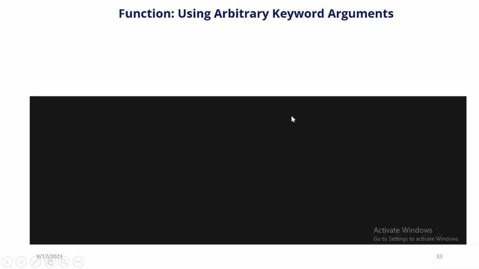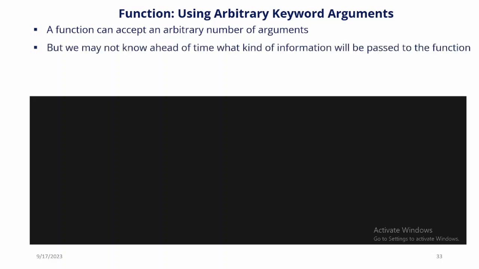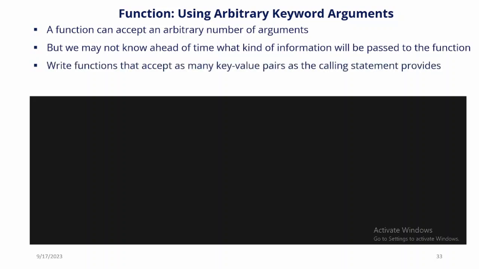Now the last example we saw is when you have an arbitrary number of strings that you don't know. Suppose you want to resolve the problem of an arbitrary number of keyword arguments, like an arbitrary number of dictionaries. How do we go about that? A function can accept an arbitrary number of arguments, but we may not know ahead of time what kind of information will be passed to the function. It will not always be an arbitrary number of strings. It can be more complex data types.